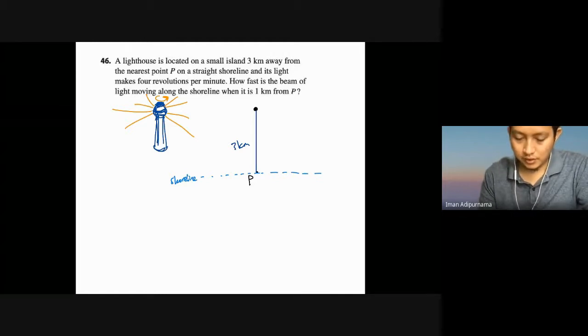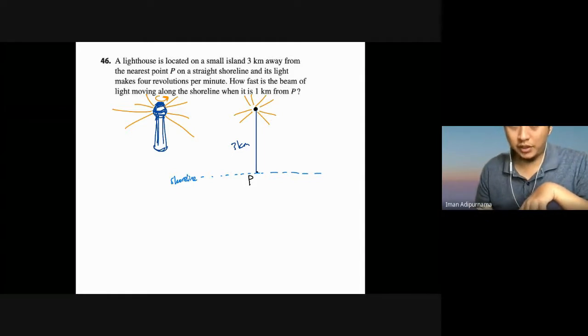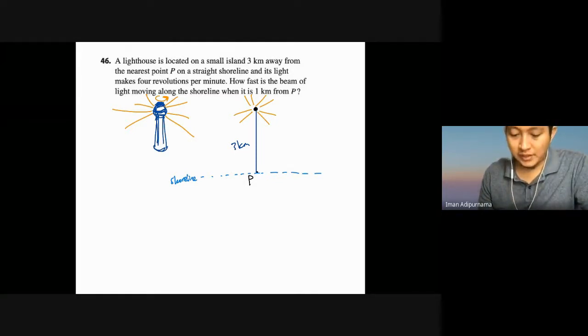So like I said, this will be rotating. Okay, you are seeing from the top. And then, how fast is the beam light moving along the shoreline? So this is the shoreline, the blue line at the bottom. So it will be moving along. I hope you get the idea how the question works.